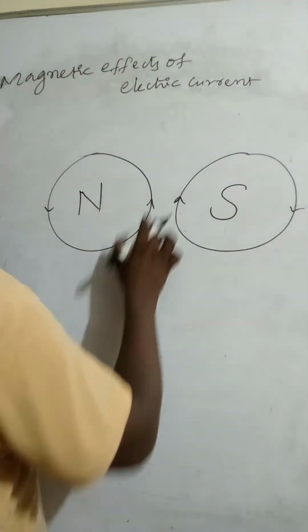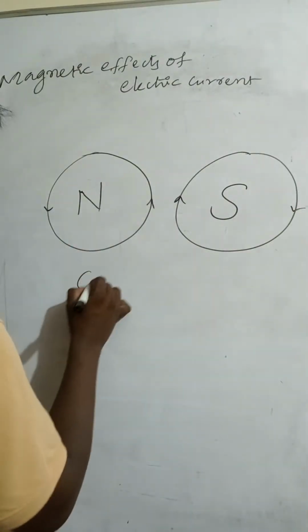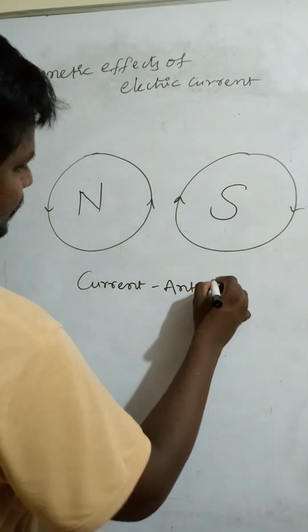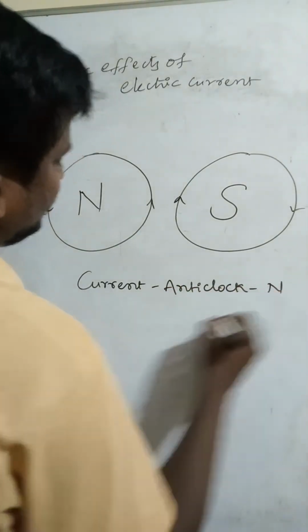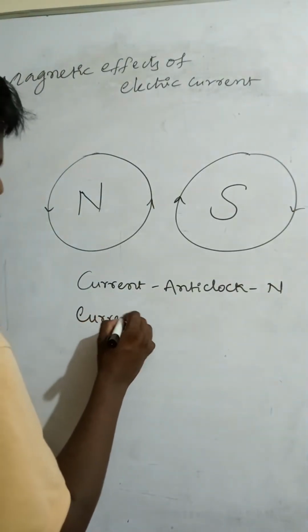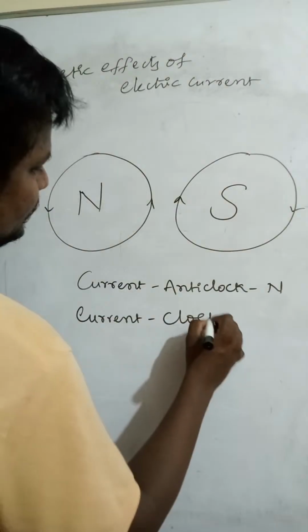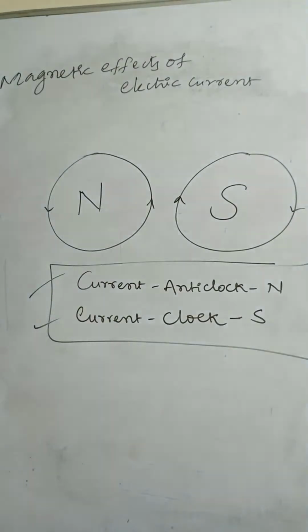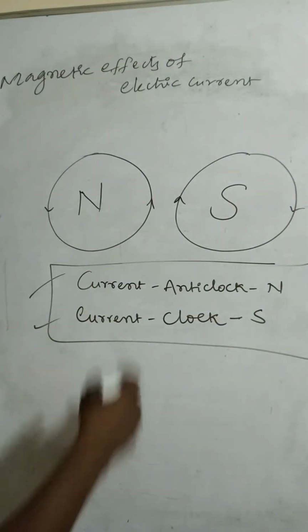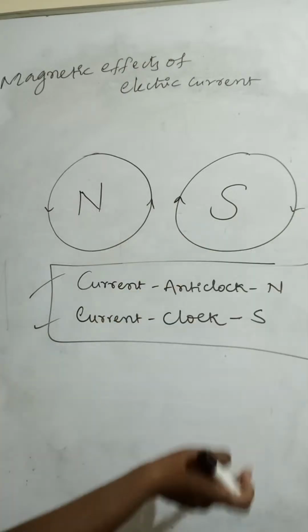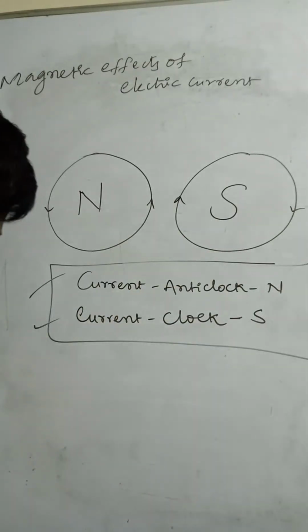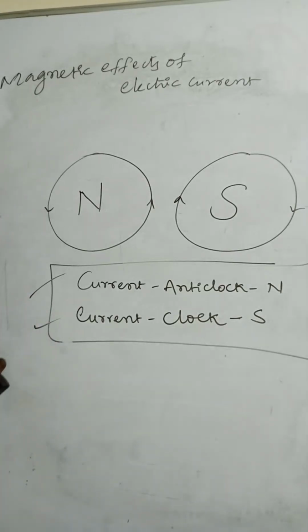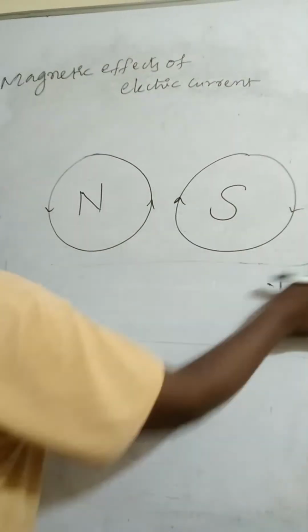So if the current is in anti-clockwise direction, that is north. If the current direction is clockwise, that is south. These are very, very important, so keep in mind: anti-clockwise current gives a north phase, and clockwise current gives a south phase. Clear? So those who want, you can note down these basic points.